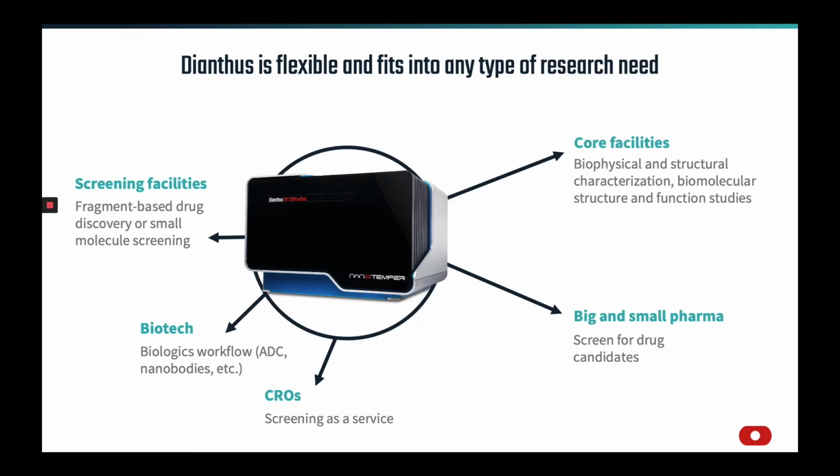Dianthus is flexible and fits into any type of research need, including screening facilities where they're looking at a lot of fragment-based drug discovery or screening molecules, or small molecule screening, and various biotechs where they're interested in characterizing biologics and their workflows, including monoclonal antibodies and ADCs or nanobodies. CROs, which provide an important service for screening different samples, Dianthus has become a valuable tool for them, as well as core facilities, which are looking at biophysical and structural characterization, as well as biomolecular structure and functional studies that are shared amongst multiple labs. And of course, both large and small pharma are using Dianthus to screen for drug candidates.